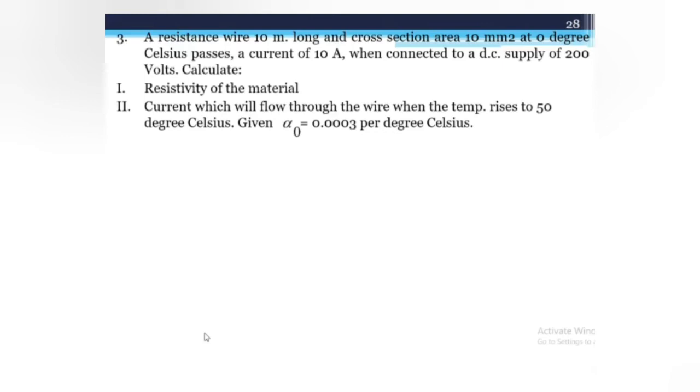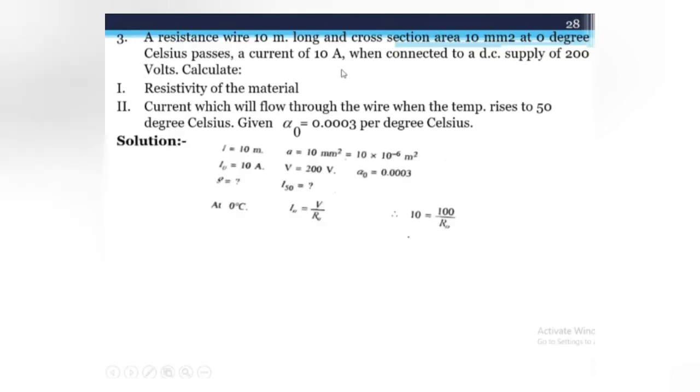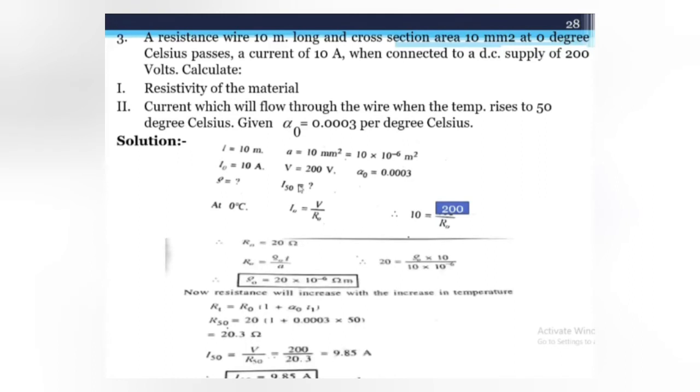So here again L and A are given, I is given, V is given. First of all, by using Ohm's law, V equal to IR, right? We can find the value of R. So it is 20 ohm. Now after that, you can use R equal to rho L by A. By putting the values of L, A and R0, you can find the resistivity. Rho 0 equal to 20 into 10 to the minus 6 ohm meter.